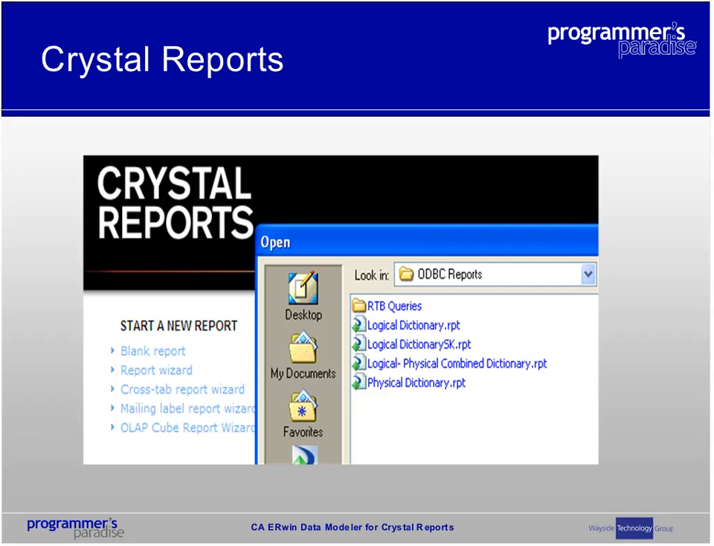Now, we give you out-of-the-box reports because typically this is what we have seen when we talk to our users. Most of the users, day in and day out, want to do their logical dictionary reports, or their logical physical combined dictionary reports, or just the physical dictionary reports. Where are these stored? When you go to your program files CA, you have an ODBC report folder, and you should be able to see all of those in there. You also see RTB queries, and these are your report template builder queries from the old report template that ERwin has.